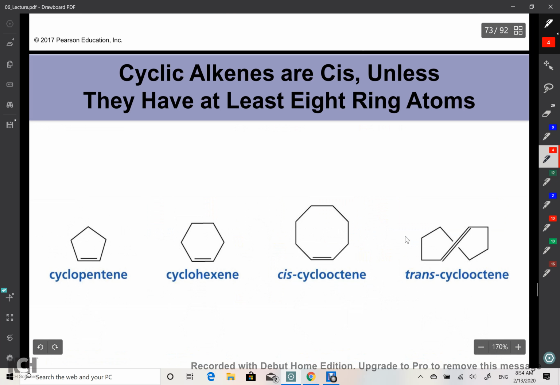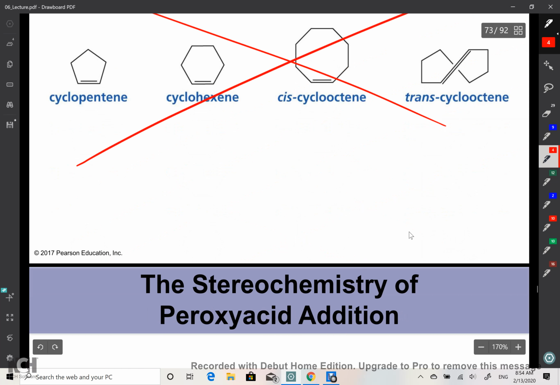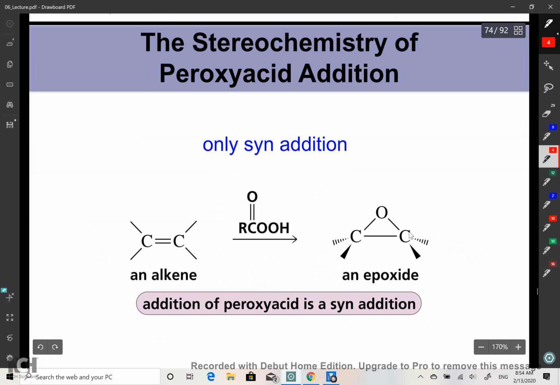Same thing with the trans. I will skip this. That's just giving us different cycloalkane rings. It's not important for me. So this is all with hydrogenation.